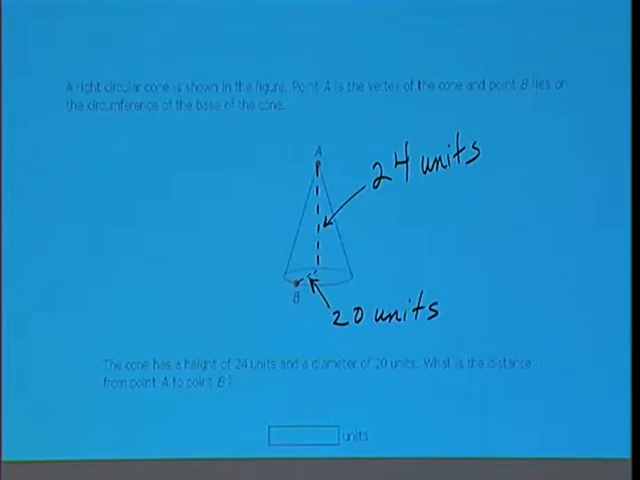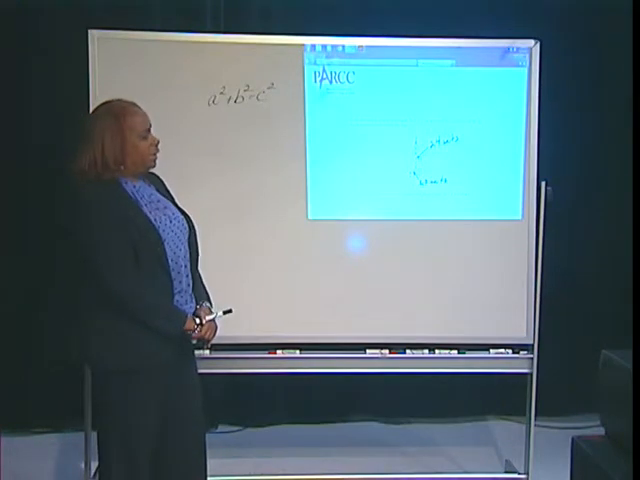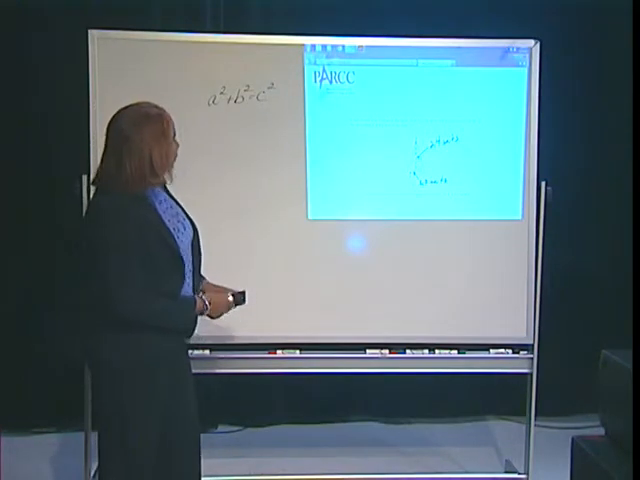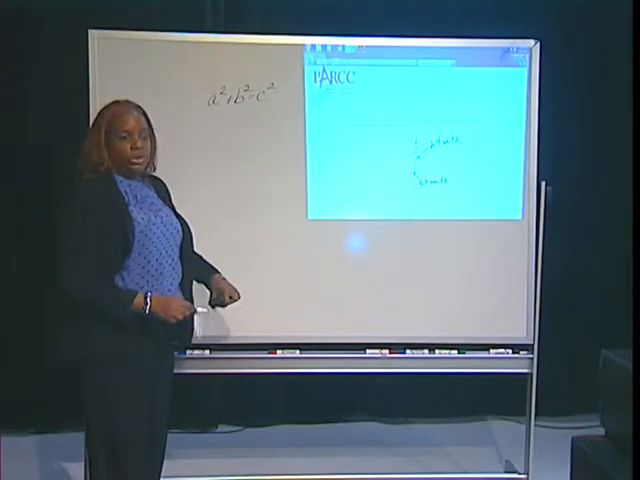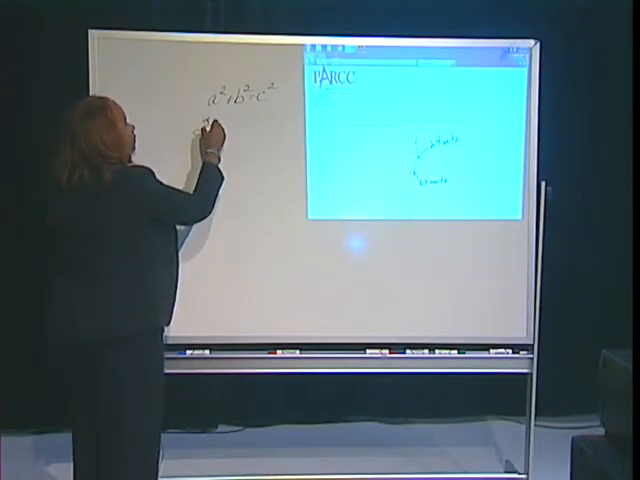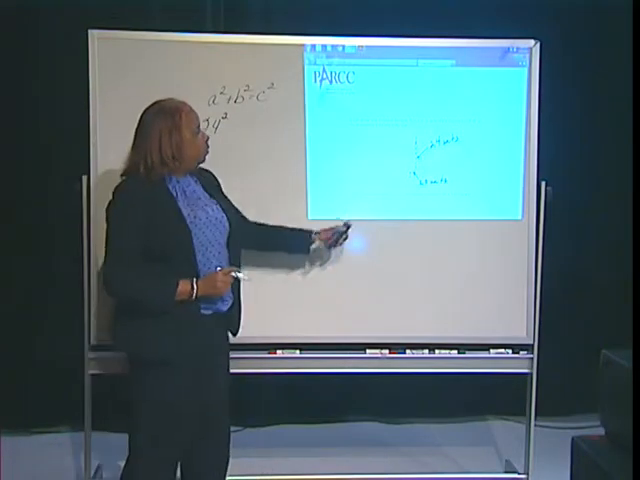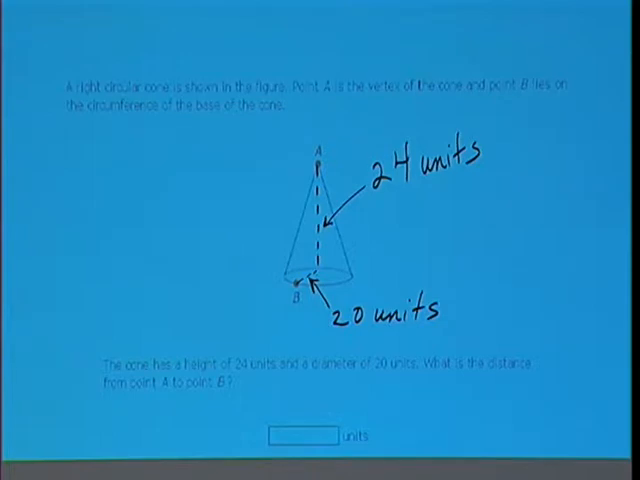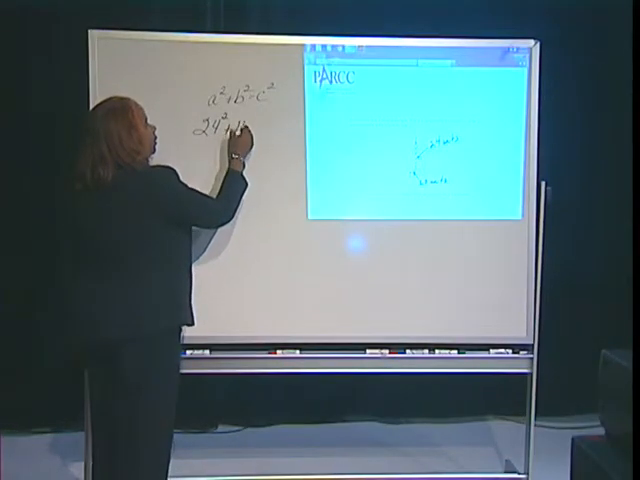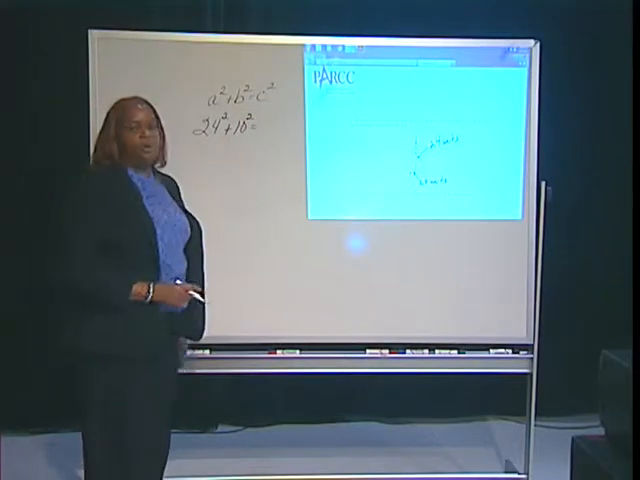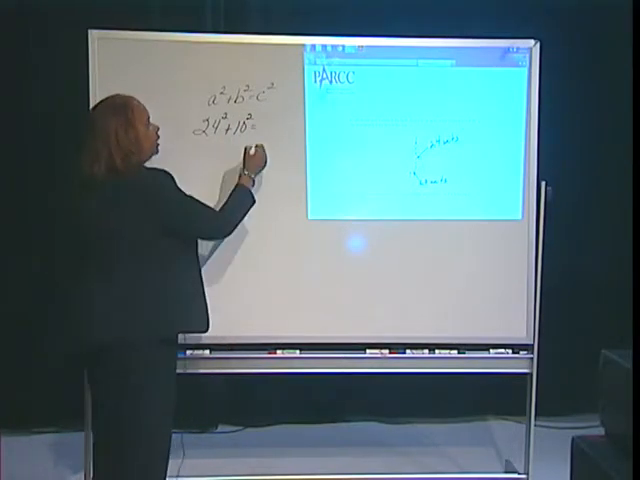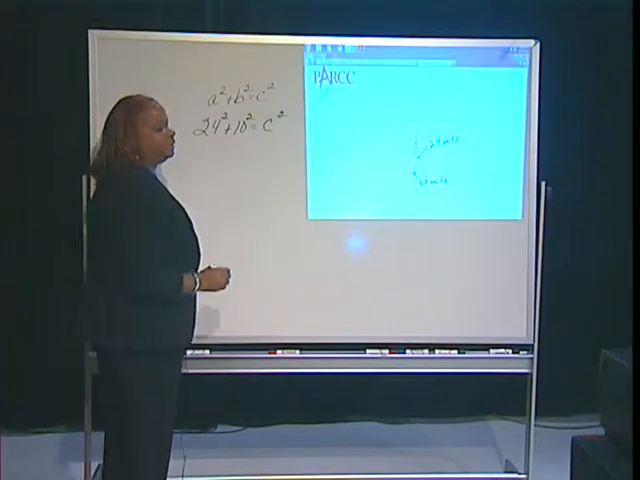Okay, I have posted here the formula, the Pythagorean theorem, and it reads a squared plus b squared equals c squared. Let's work through this together. A squared is your 24 units. So I have 24 squared plus b squared, which is your 20 units. We will be taking half of that. Half of 20 is your 10 squared. And we do not know yet what that c squared is, so we will keep that as is.